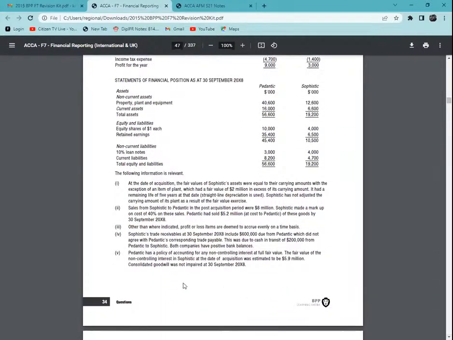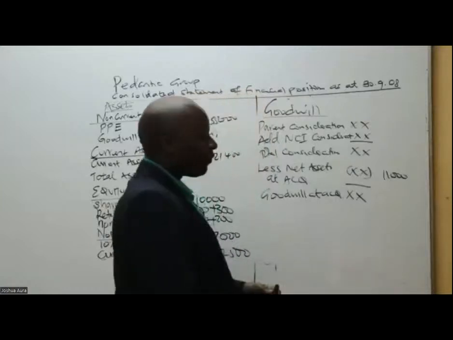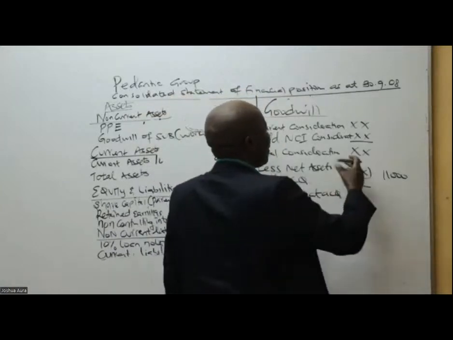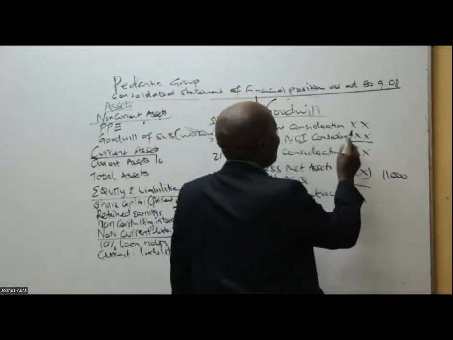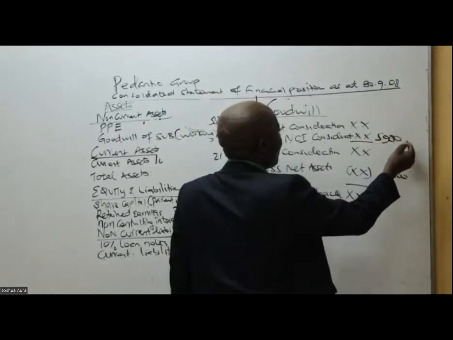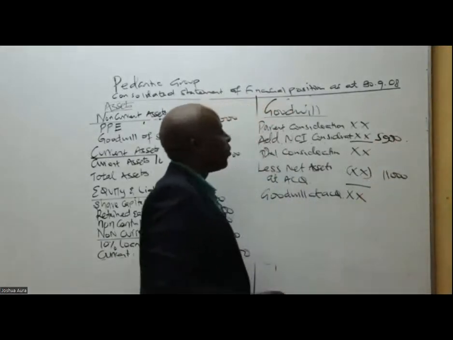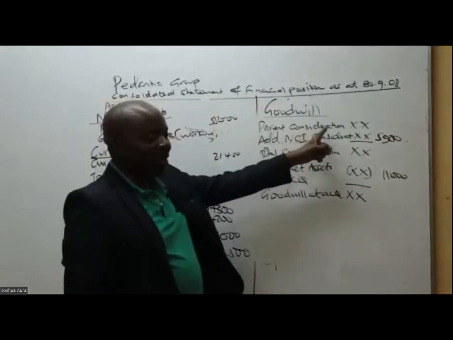NCI at this one here. The fair value of NCI is 5,900 at acquisition. Great. So here the NCI consideration is 5,900. So I'm only looking for one parameter, which is the parent's consideration.